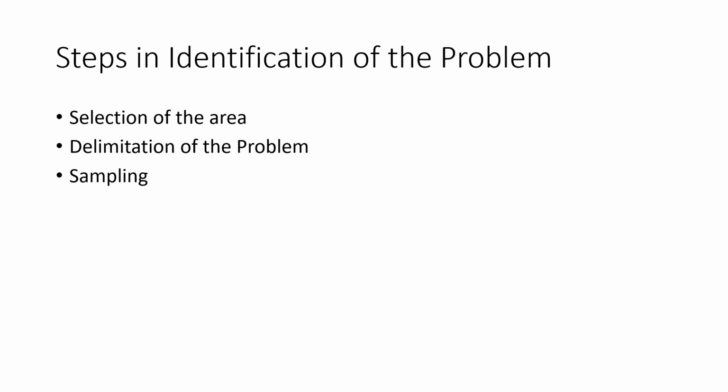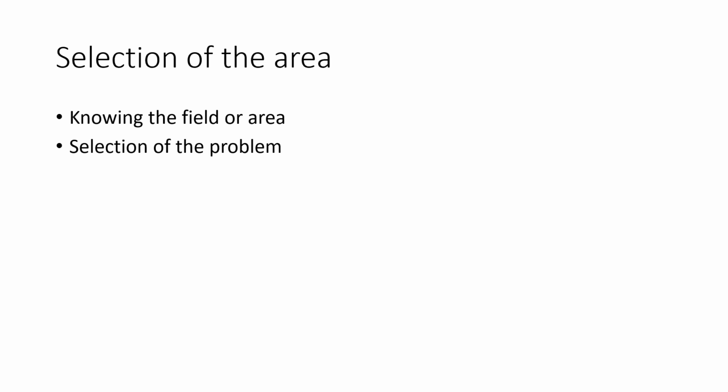So, to make it easier, let us identify the steps in identifying the problem. First, we select the area, then with the delimitation of the problem, then we do sampling. So selection of the area would be knowing the field or area and selection of the problem.